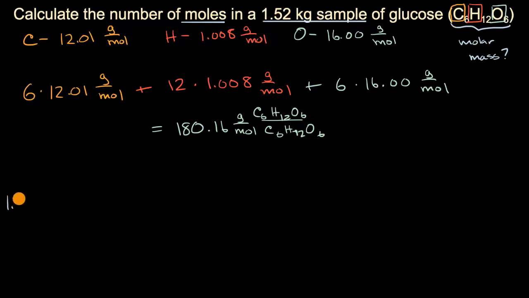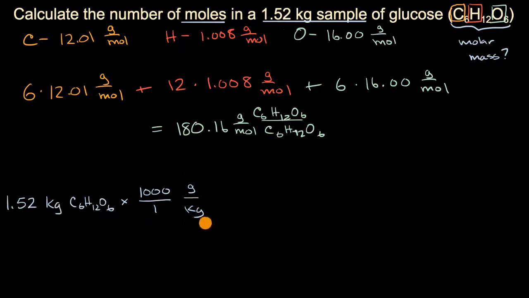So if we start off with 1.52 kilograms of glucose, C6H12O6, well, first we can convert it to grams, because here our molar mass is given in terms of grams. So times, we're going to want kilograms in the denominator and grams in the numerator. So how many grams are there per kilogram? Well, we have 1,000 grams for every 1 kilogram. So when you multiply these two out, this is going to give you the number of grams we have of glucose, which would be 1,520.